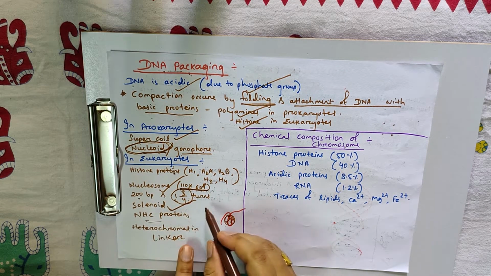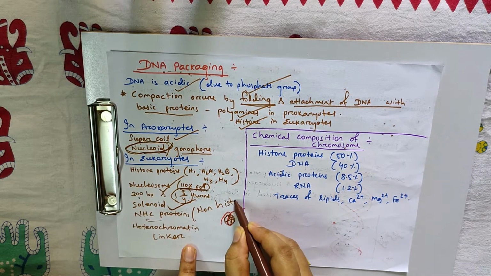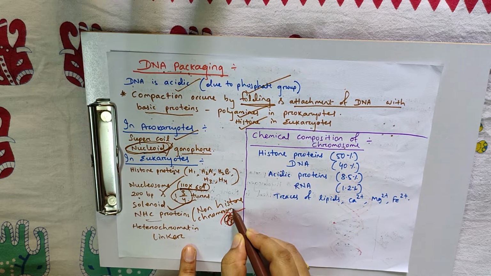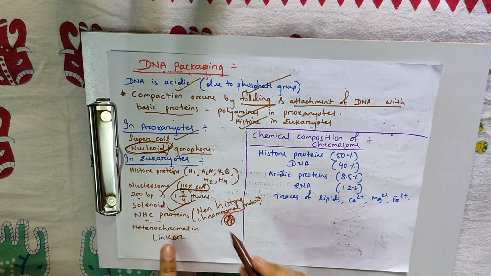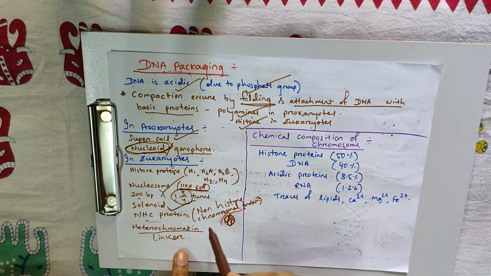The solenoid is associated with NHC proteins. NHC means non-histone chromosomal proteins. It becomes more compact and finally develops into heterochromatin, a dense structure.